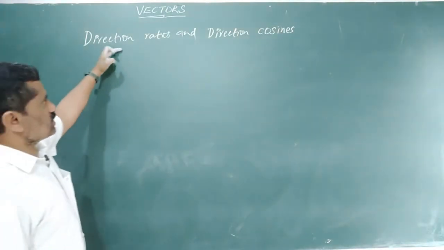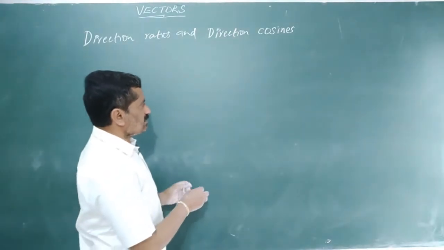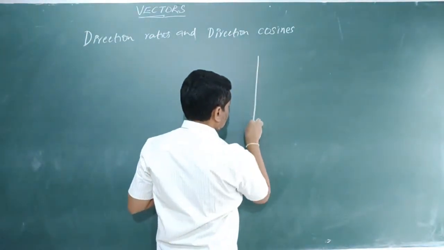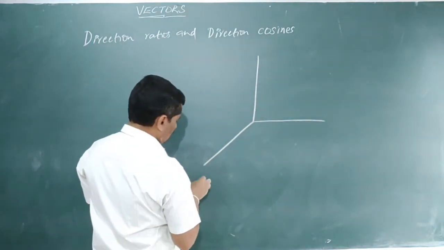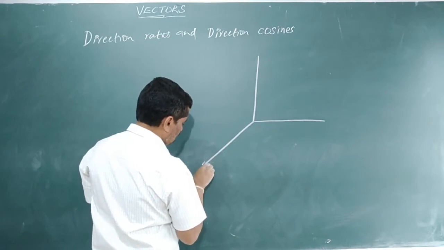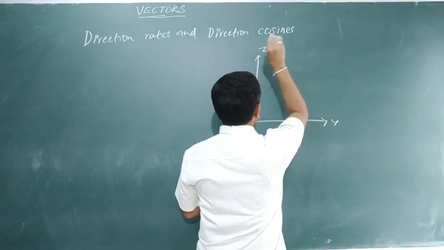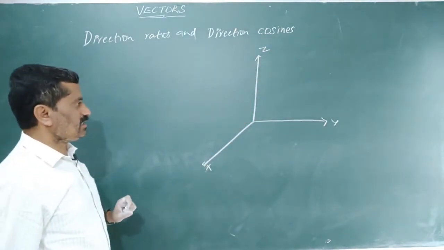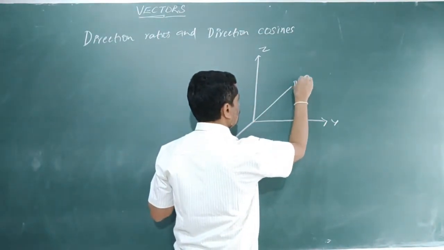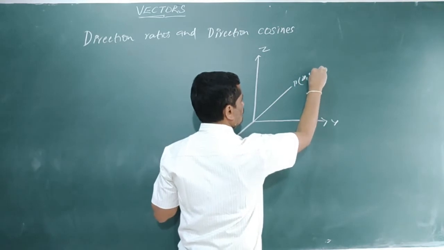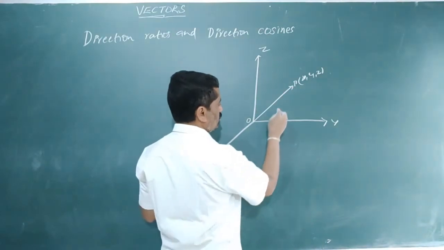Next we have direction ratios and direction cosines of a vector. Now let us consider the three-dimensional Cartesian coordinate system. This is x-axis, y-axis, z axis. Consider the position vector of a point P of x comma y comma z with respect to origin O.